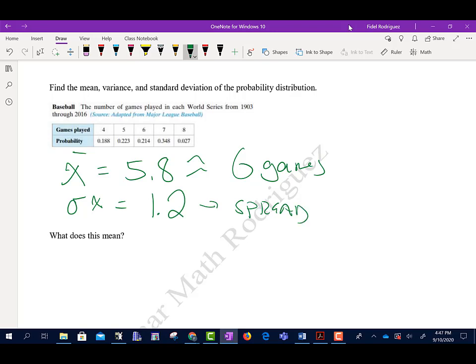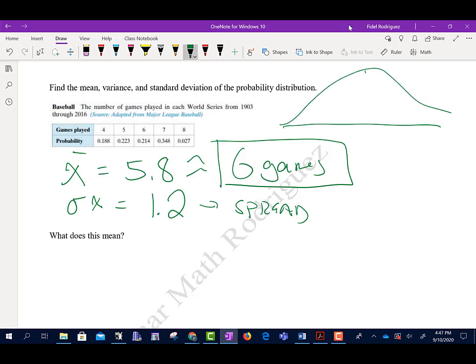Okay. So remember, this is kind of like my spread, right? What I mean by my spread is that on average, most World Series last about 6 games, with most of them, right? So I'm going to do this number. Here's my 5.8, 1.2. So actually, if I take 5.8 and add 1.2, that's going to be 7. If I take 5.8 minus 1.2, that's going to be 4.6. Okay. So 34% fall here, 34% fall here.